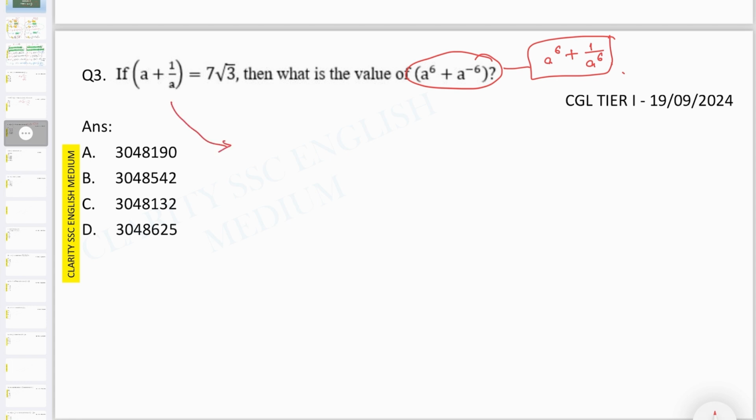First find a cube plus 1 by a cube. So what's the formula for the cube? n cube minus 3n. What is n here? 7 root 3 whole cube minus 3n. I am writing the whole portion in order to let you understand, but in the examinations, you will calculate without writing this whole portion. Why am I writing here? In order to let you understand.